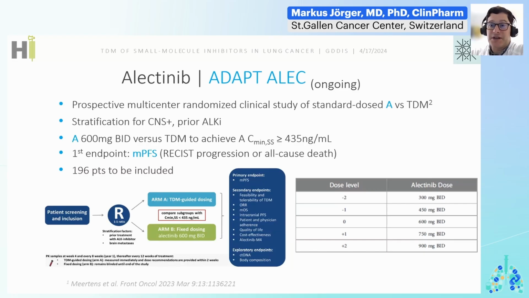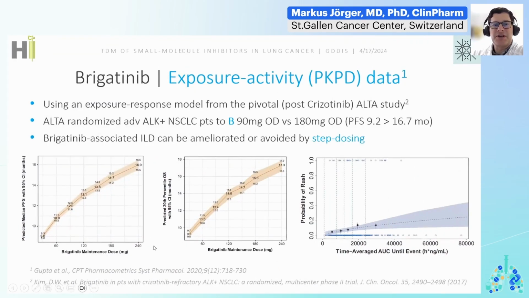ADAPT-ALEC, a very nice initiative that has to be applauded, a prospective randomized trial that compares standard dose of alectinib, so 600 mg BID, versus a TDM that intends to achieve a minimal C trough level of 435 nanogram per ml. Also with probably the same dosing algorithm. And the primary endpoint of the trial is median progression-free survival, a pretty large trial. So this is an initiative that has to be really applauded.